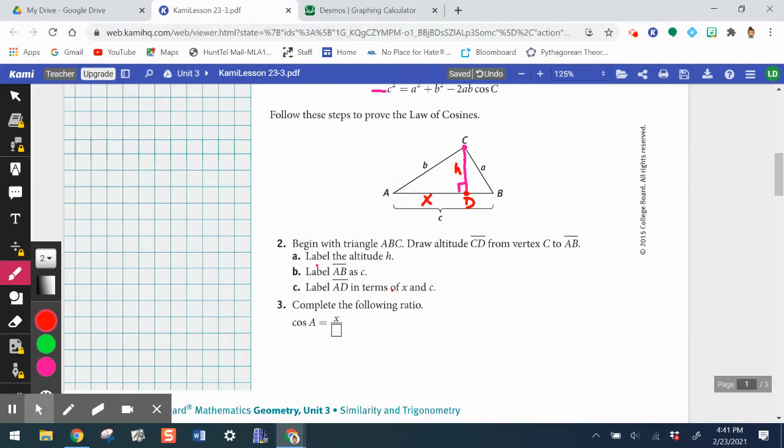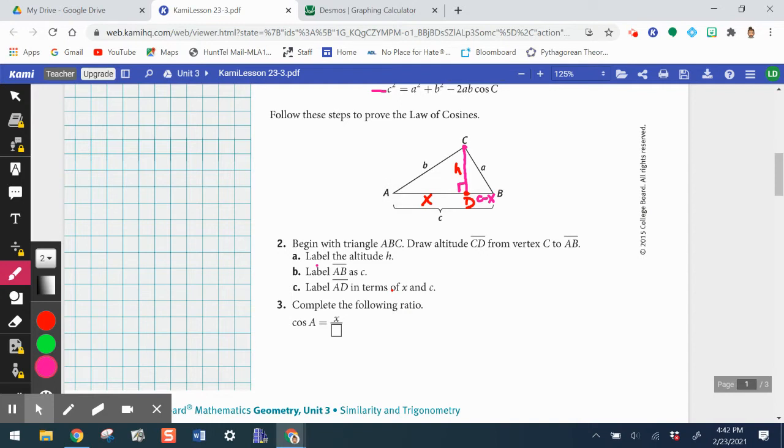If the distance from A to B was labeled C from our original triangle, and we have just said that the distance from A to D is X, then the distance from D to B would be C minus X. In other words, if I told you the distance from A to B was 12 and the distance from A to D is 8, how would you find the distance from D to B? You would take the total length, which was 12, subtract this part, which was 8, and find that D to B was 4. That's simply what C minus X represents: the total distance, C, take away this part, X, gives the length from D to B.